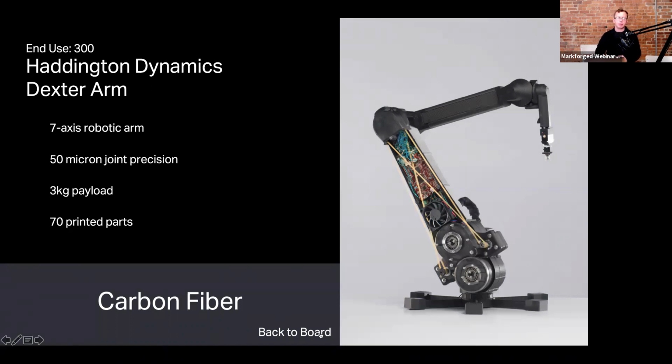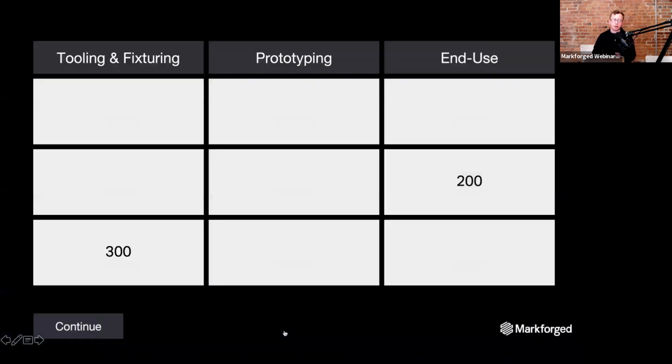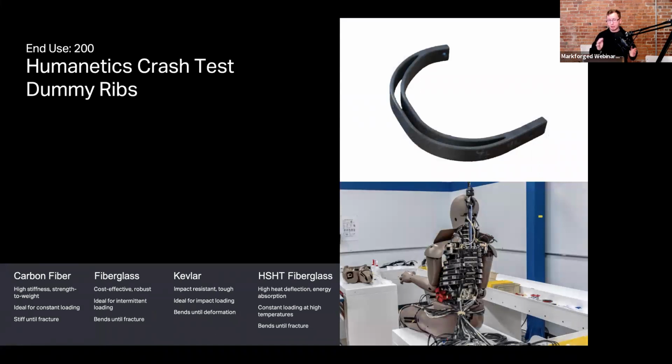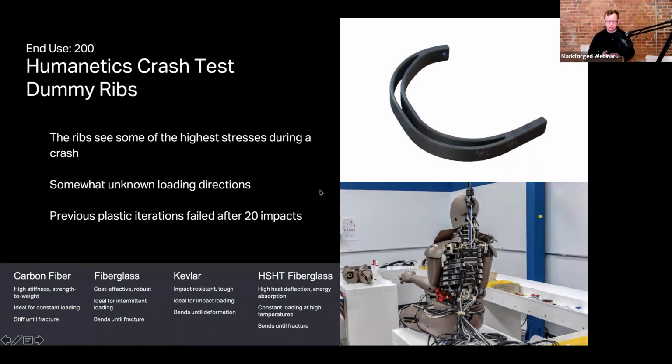All right, so we're gonna go back to our board here. And we have end-use parts for 200 is the last one, so I'm going to go ahead with that. So this one, back to Humanetics, this is the same company that we talked about earlier with the neck ring mold. So this is a crash test dummy, and basically they 3D print the ribs for their crash test dummies. The ribs see some of the highest stresses during a crash, so they're the most likely to break, and you have somewhat unknown loading directions.